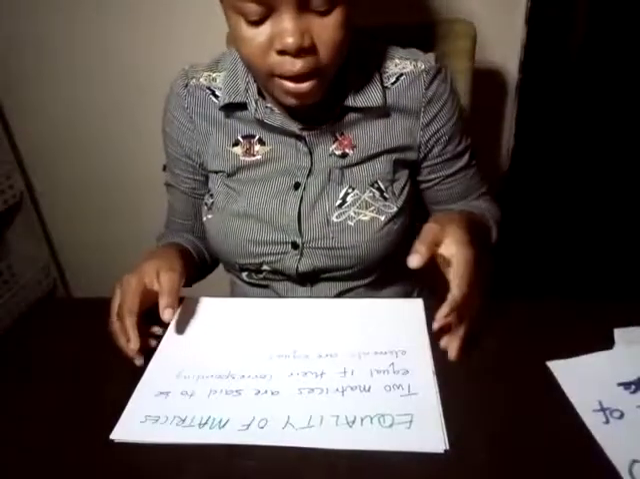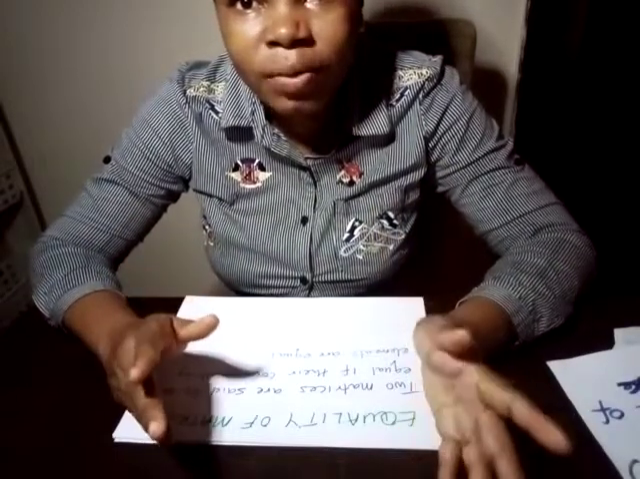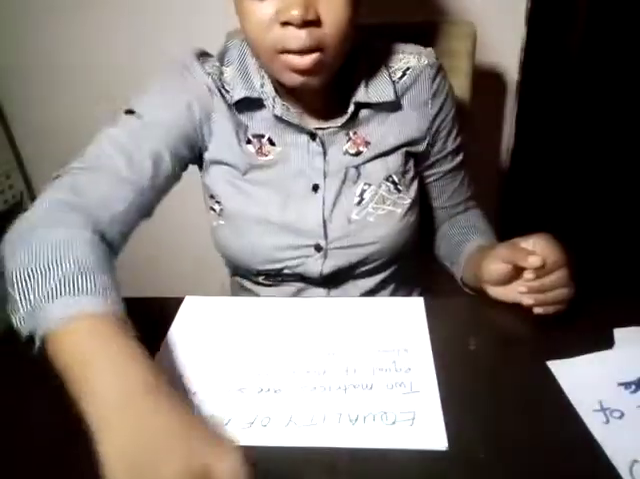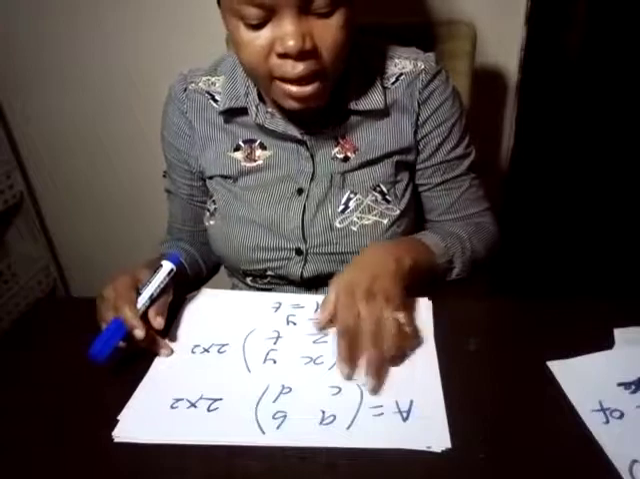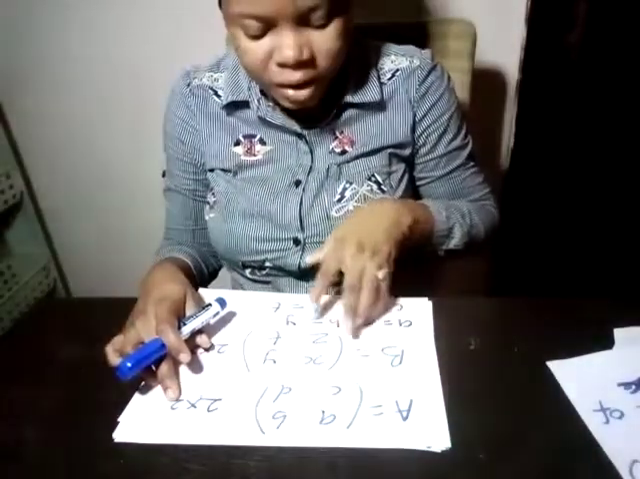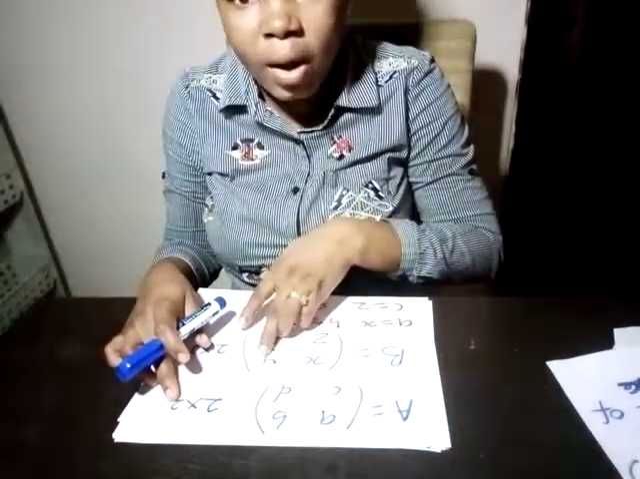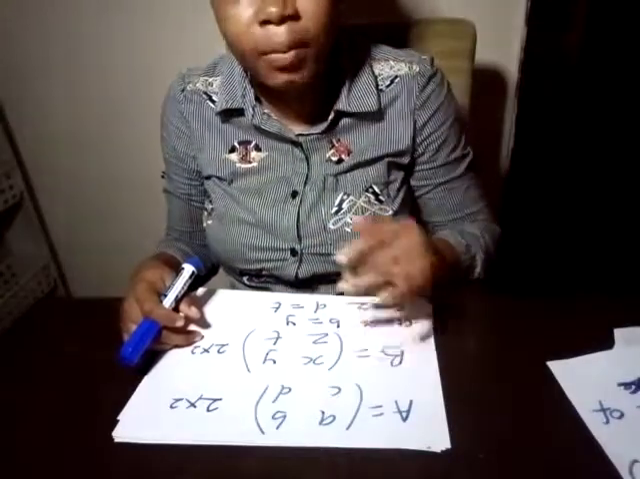So what do we mean by equality of matrices? Two matrices are said to be equal if they have the same size and their corresponding elements are the same. For example, if you have a matrix A which is 2 by 2, let's say A is equal to a, b, c, d, and matrix B is x, y, z, t. You can see they have the same order.